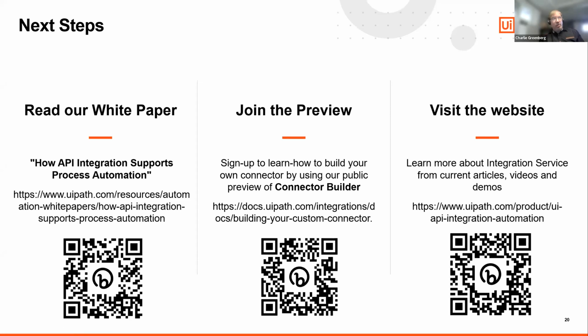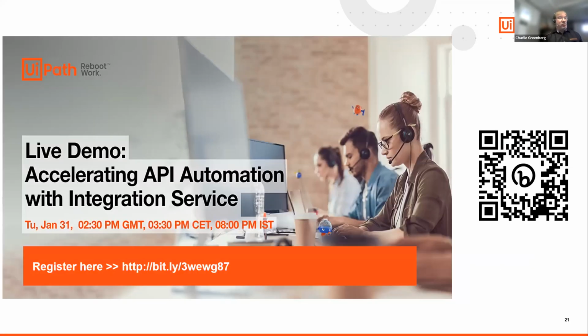Firstly, we recommend, in terms of a next step, looking at our original white paper that examines the relationship or convergence between automation and iPaaS, as well as best practices for API-based integration as an integral part of your end-to-end automation. Secondly, we invite you to join our Connector Builder public preview. See how easy it is to unlock the value of third-party applications. The link or the barcode takes you immediately to the top page with the header building your customer connector. And then there's, of course, our integration service website to further your immersion in terms of API-based automation.